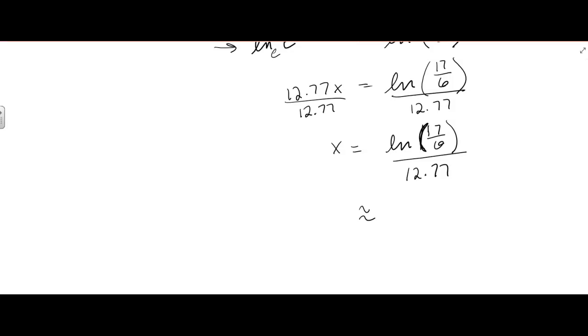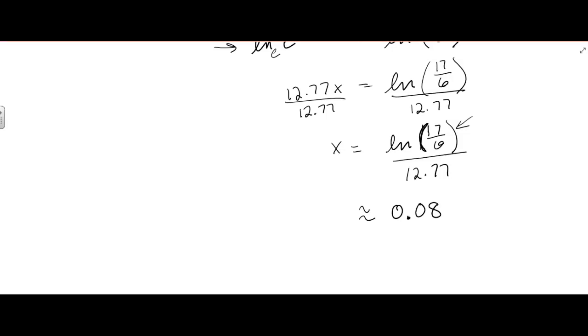Let me grab my calculator. And I'm going natural log, opens the parenthesis. I put 17 divided by 6, close that parenthesis. Don't forget you got to close that off. Divided by 12.77. And I get 0.08. Okay, so that means that if there's a 17% chance of having an accident, the blood alcohol is approximately 0.08. I guess you should say if someone had a blood alcohol level of 0.08, then they have a 17% chance of being in a car accident.